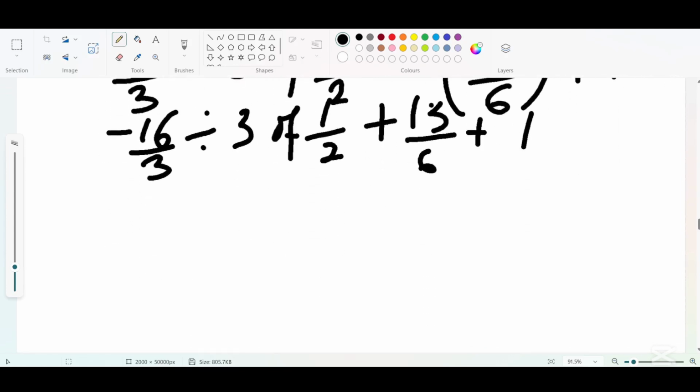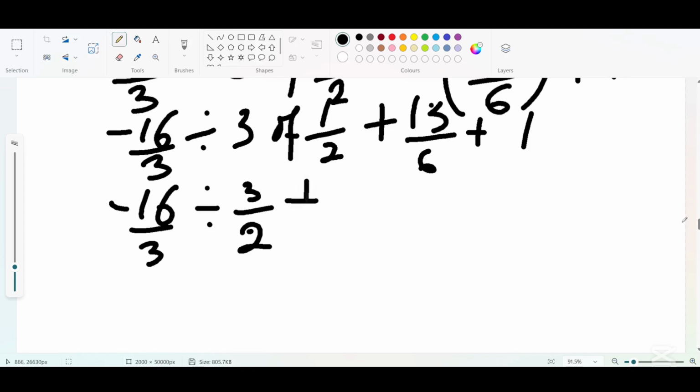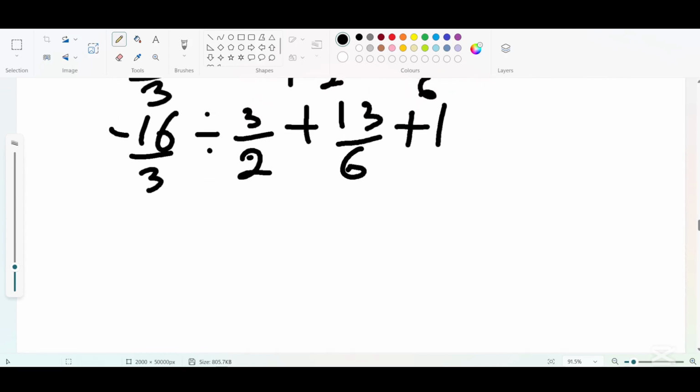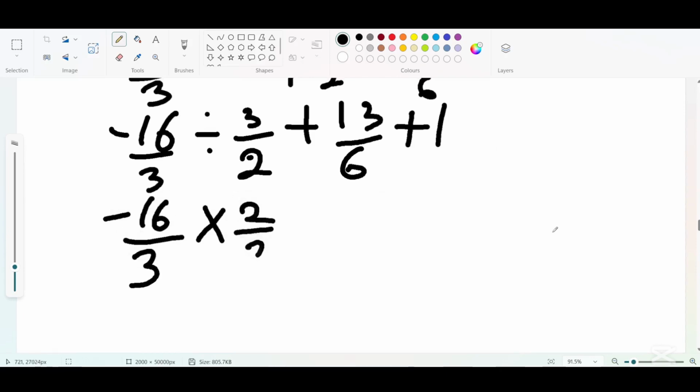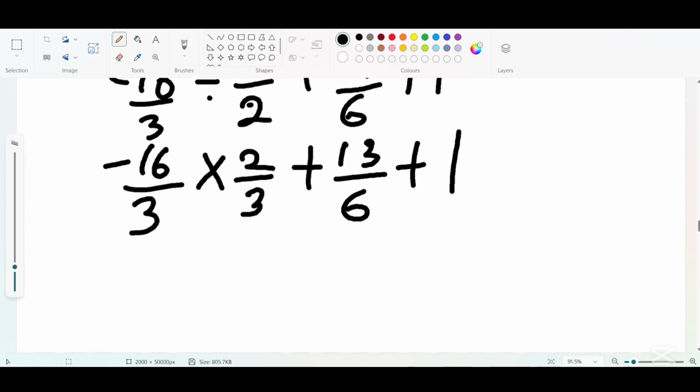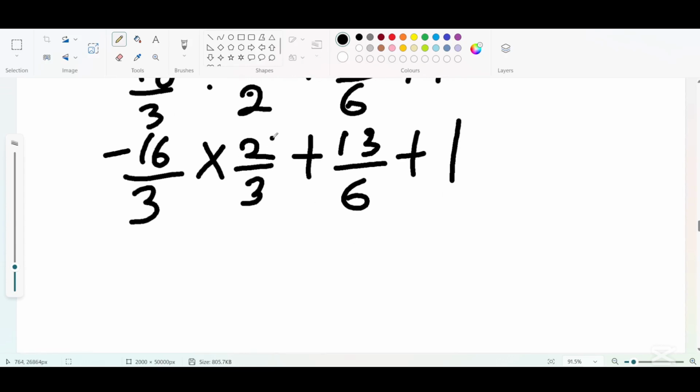So the next thing we'll do here is to add this and this together. So when we add it, we have minus 16 all over 3 divided by 3 all over 2 plus 13 all over 6 plus 1, right? So we convert the division to multiplication. So that will be minus 16 all over 3 times 2 all over 3, right? Plus 13 plus 1.